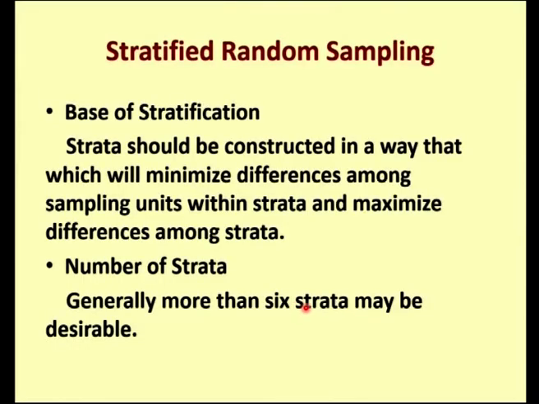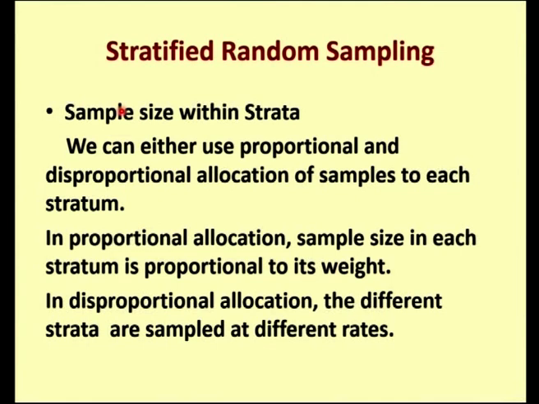About the number of strata, usually more than 6 strata may be desirable to make the design effective. And the sample size within strata is very important. We can use either proportional or disproportional allocation of samples to each stratum. These are the two techniques: proportional sample size and disproportional sample size. In proportional allocation, the sample size in each stratum is proportional to its weight, and in disproportional allocation the different strata are sampled at different rates. We will see this through an example.